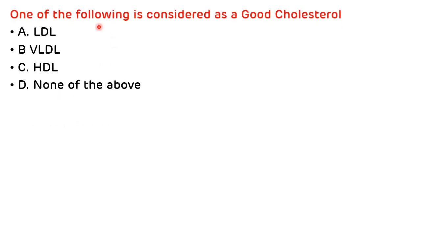The last question is, which one of the following is considered as a good cholesterol, and the options are LDL, VLDL, HDL, and none of the above. So the correct answer is HDL. HDL is known as a good cholesterol because it transports cholesterol from peripheral tissues to the liver, while LDL is known as a bad cholesterol. So the correct answer is C.